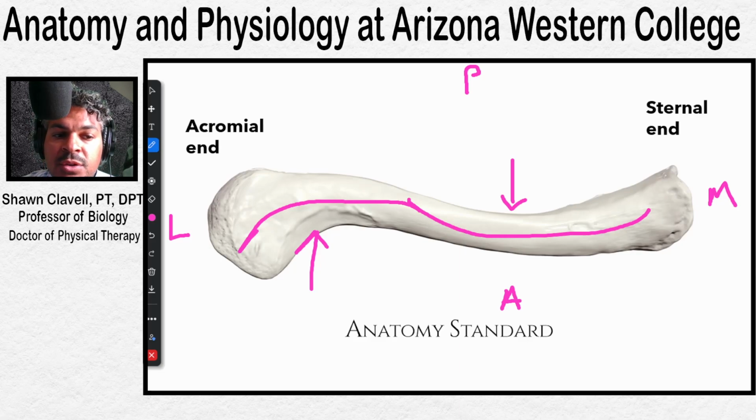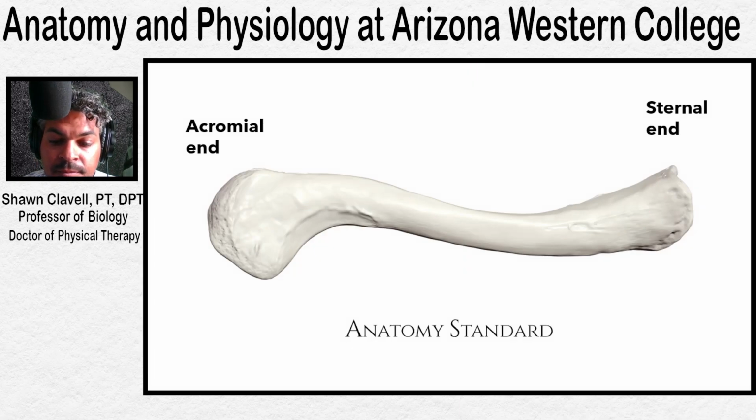So the keys here to the clavicle are to identify the acromial end, the sternal end, as well as whether it's a right or a left. The next bone that we'll look at is the scapula. So the scapula is a very prominent bone that is in the posterior shoulder here.